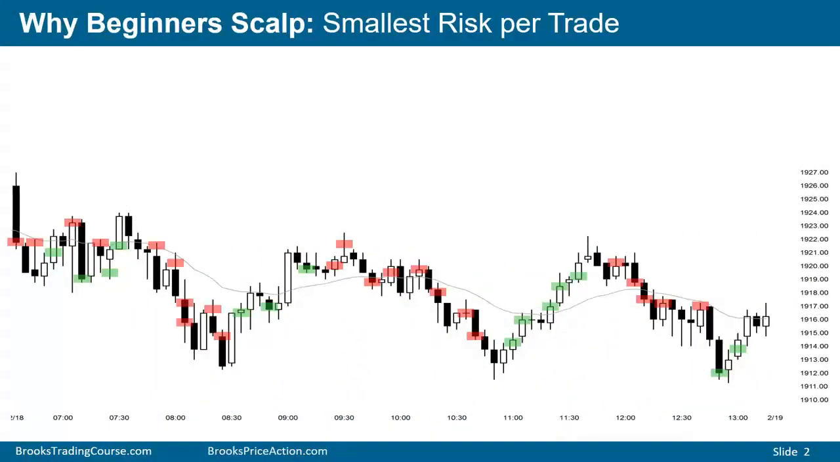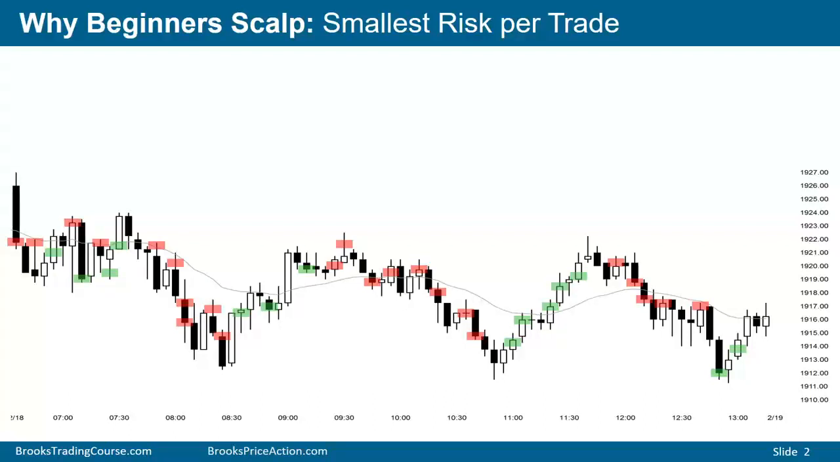Why do you think beginners scalp? It's because it's the smallest risk per trade. They focus on risk. They work very hard to get an account that allows them to trade, hoping to become a profitable trader, hoping for a career change, and they want to consistently make money. They want to make a lot of money. However, they usually start with a small account, and they had to work very hard to get that account.